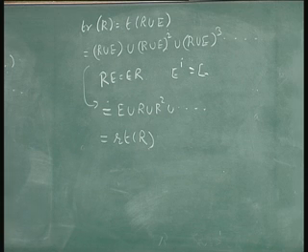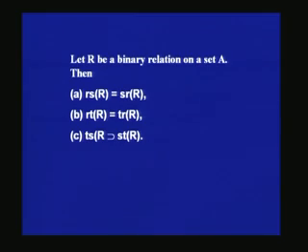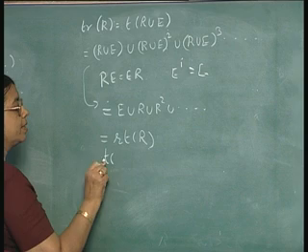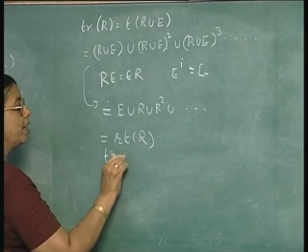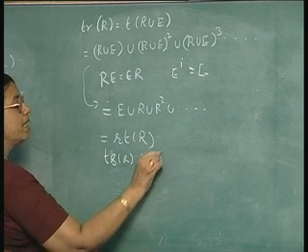Now, let us come to the third portion. The third portion is not an equality, it is a containment. T S R contains S T R. How do you prove that? We want to show that T S R contains S T R.